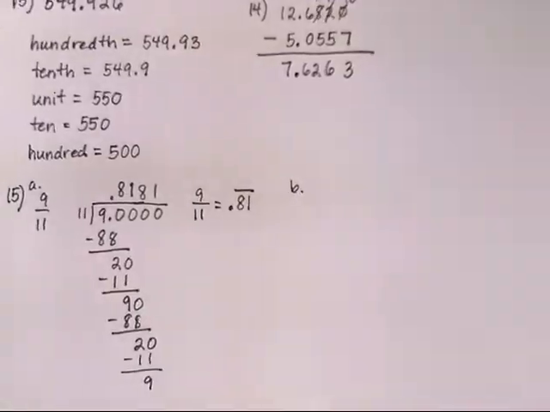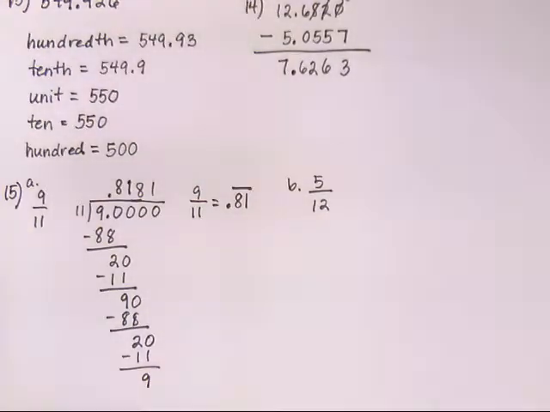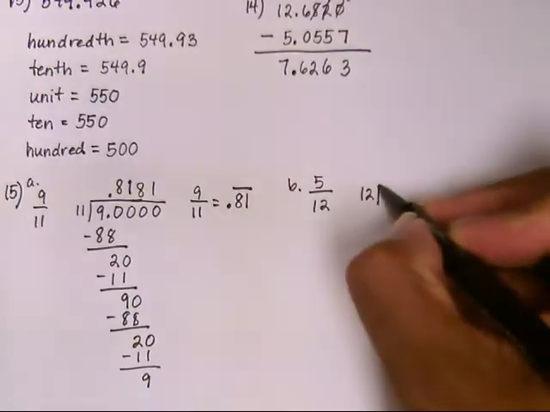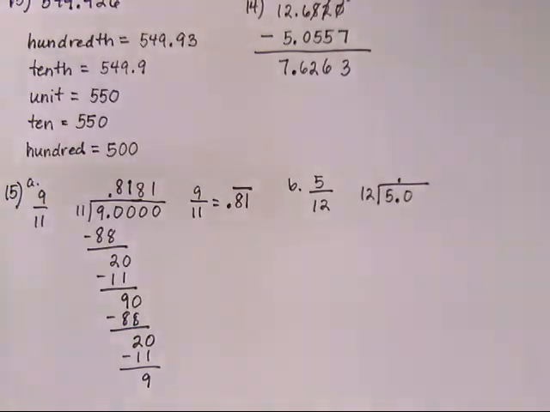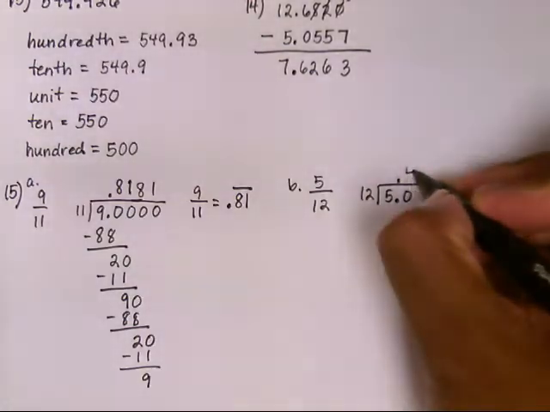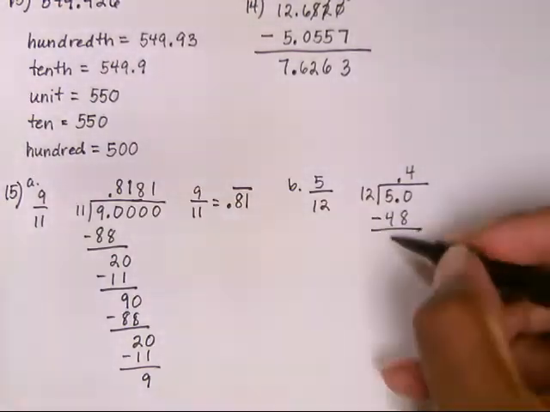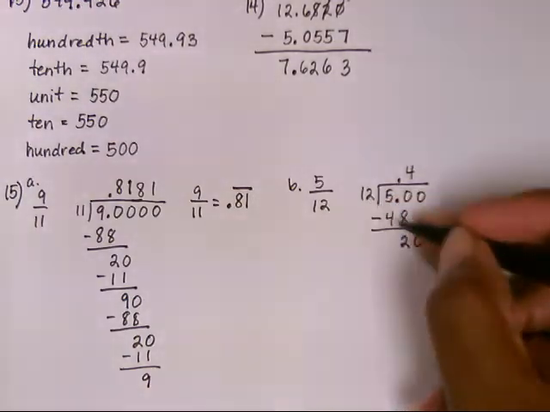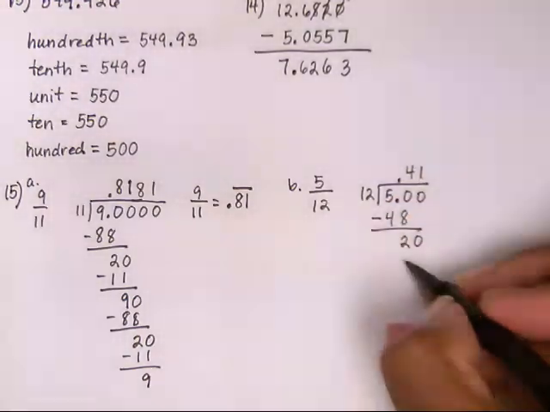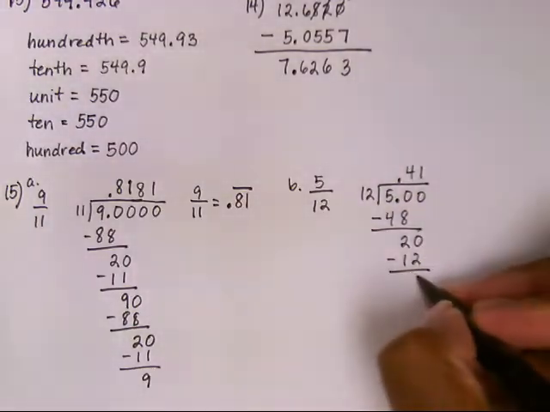In part B, we have 5/12. And I want to convert that into a decimal. Well, I need to divide 12 into 5. I need a decimal point after the 5 and a 0 behind it. The decimal point goes in the quotient. Now if I divide 12 into 5, that's going to go 4 times. 4 times 12, that's 48. Subtract 48 from 50, you're going to get 2. Add a 0 and bring that down. 12 into 20, that's going to go 1 time. 1 times 12 will be 12. Subtract 12 from 20, you're going to get 8.